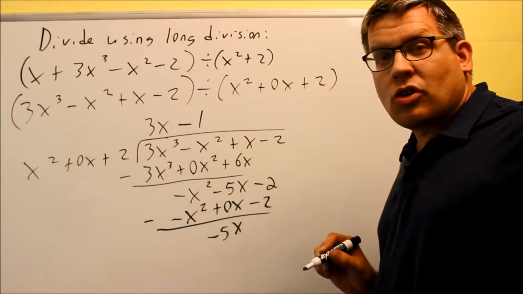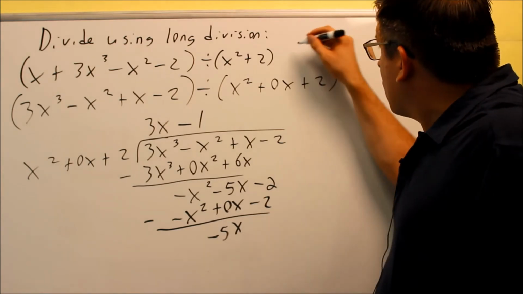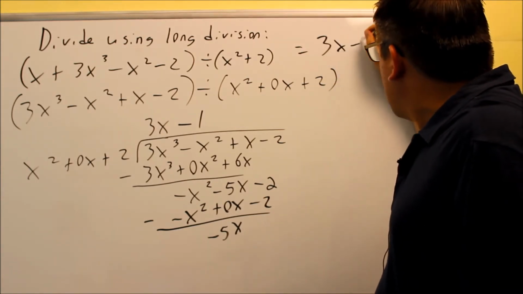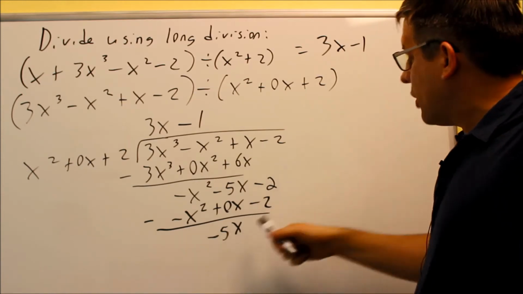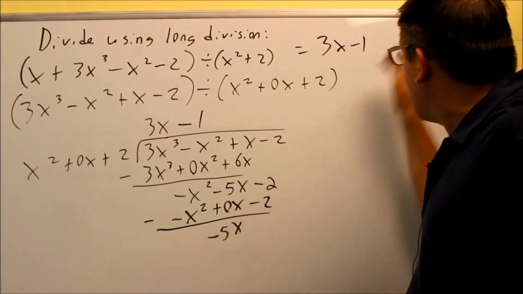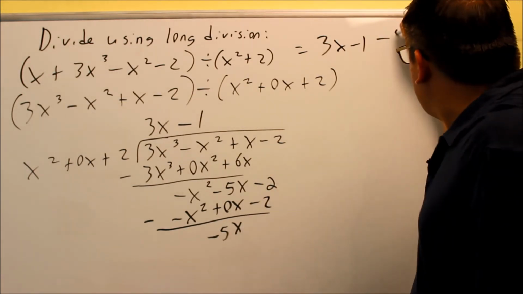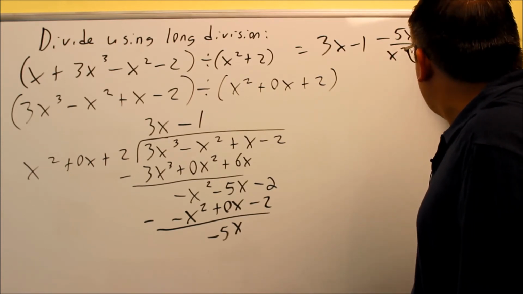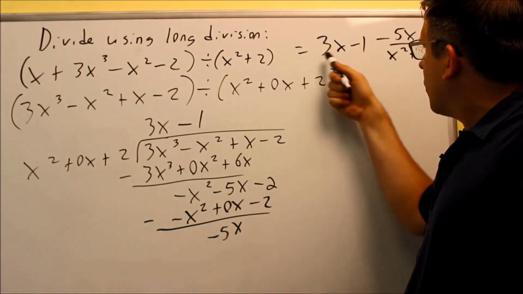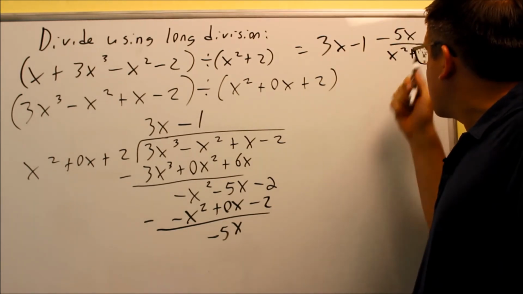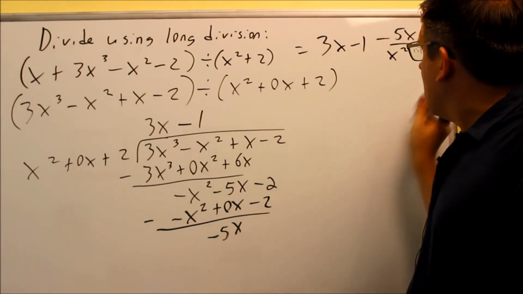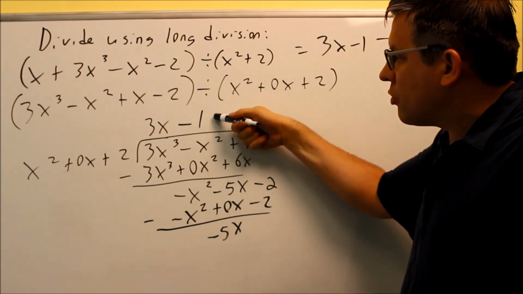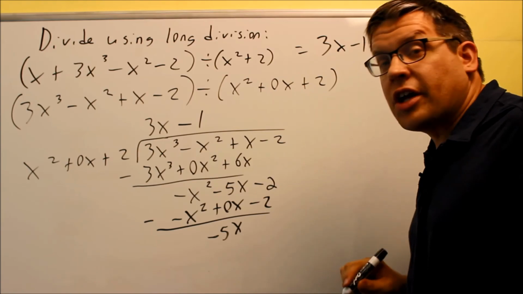So negative 5x is going to be your remainder. 3x minus 1 is going to be your quotient. If you wanted to write out the whole answer, it would look like this. 3x minus 1. And then because the remainder is negative, I'll put a minus here. And we'll do 5x over x squared plus 2. So here is the whole answer. 3x minus 1 minus 5x over x squared plus 2. That would be the whole answer. Quotient and remainder separately: quotient would be 3x minus 1, remainder negative 5x.